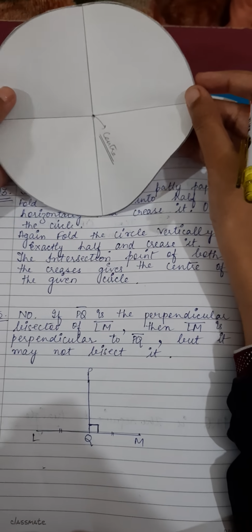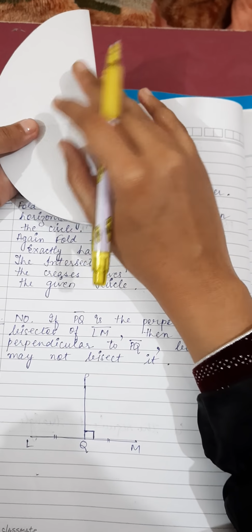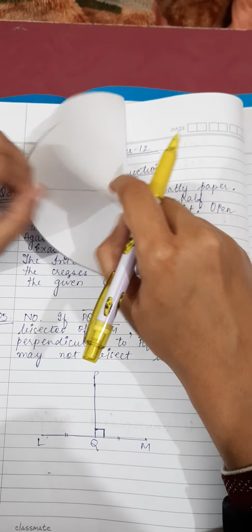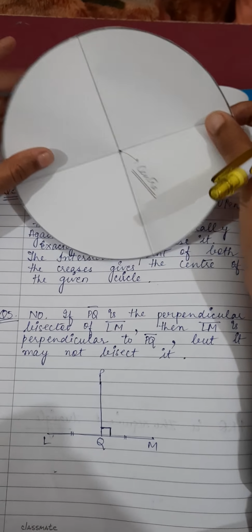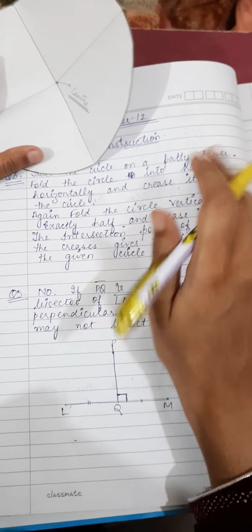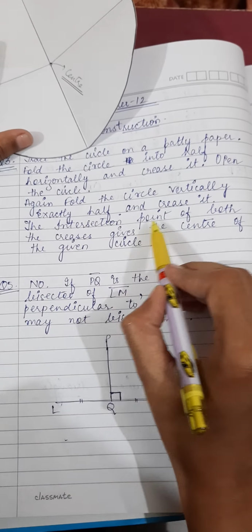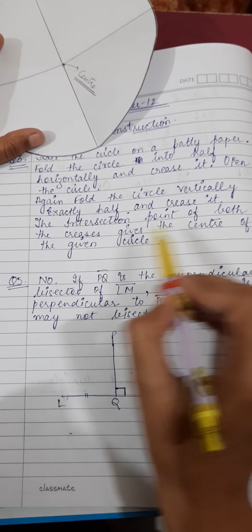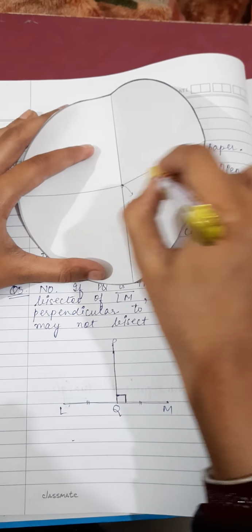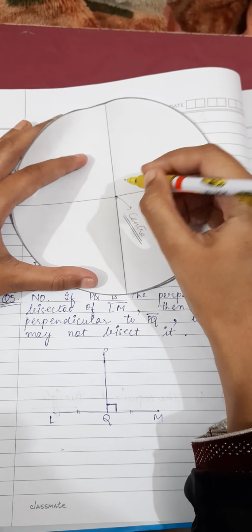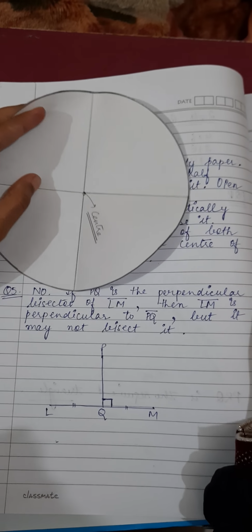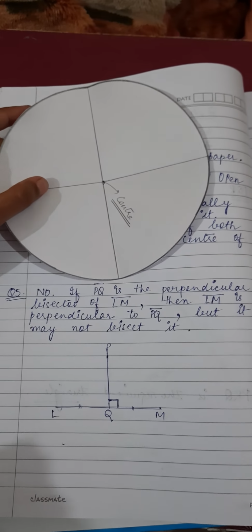Now again fold the circle vertically. Now you are going to fold the circle like this vertically and again crease it and then open it. Now the intersection point of both the creases gives the center of the circle. Now where these points are meeting, that is the intersection point and this is the center of the circle. So this is your question number 3. I hope you have understood this.